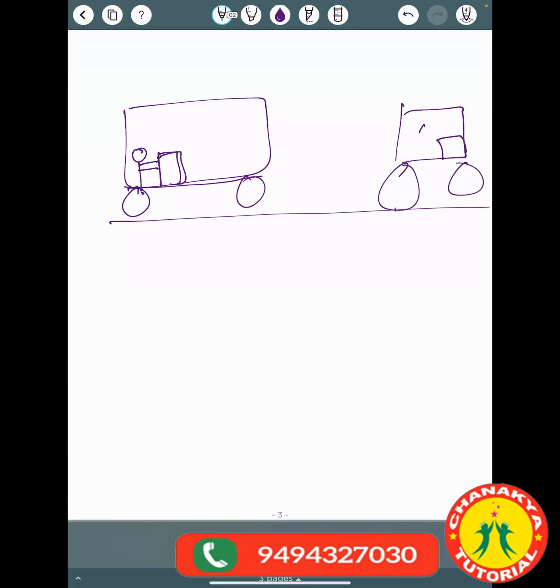Okay, the cart comes here. Now the man is here. And let's say this distance is S0 and this distance is S. So guys, let's say the man is pushing the block with a force F. Tell me the work done by the man, or the work done by this force F.